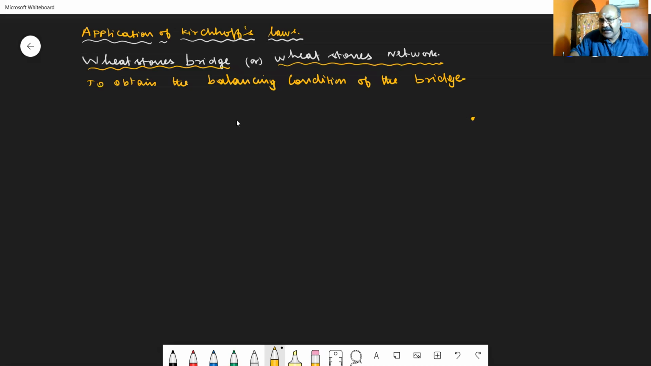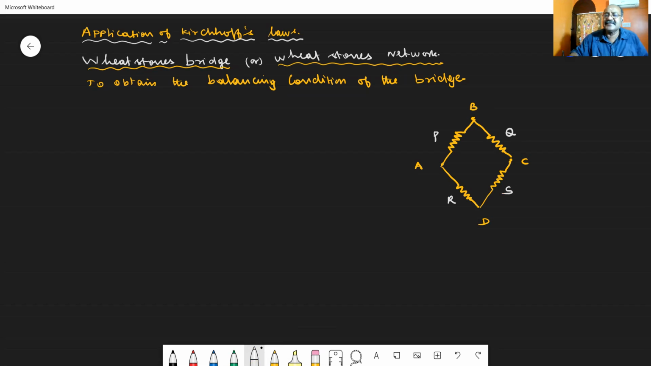Let us see. The Wheatstone's network consists of 4 junctions. Let us represent the 4 junctions as A, B, C, and D. Across the 4 junctions, there are 4 resistances, represented as P, Q, R, and S. So across the 4 junctions A, B, C, D, we are connecting 4 resistances P, Q, R, and S.